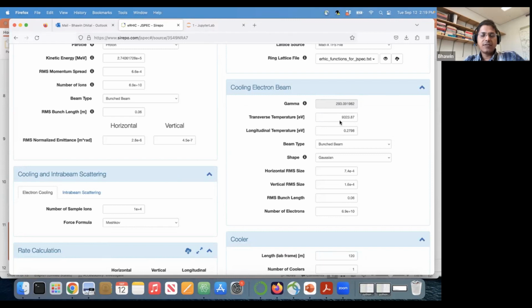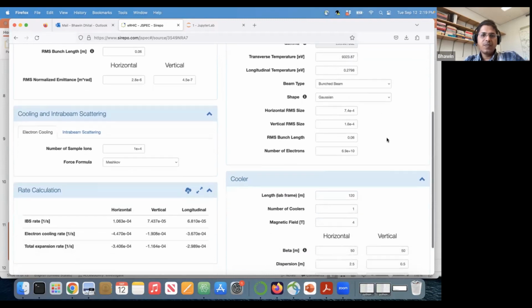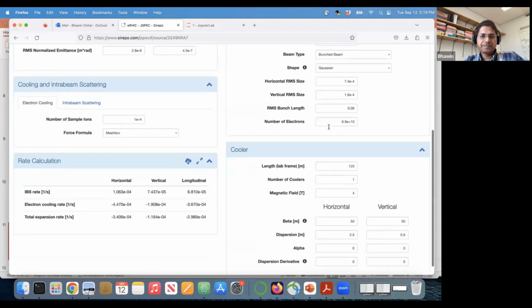These are calculated from this dual energy electron cooler ring using the formula I presented before. Bunch beam is the beam type. We use a Gaussian shape beam. We calculate the RMS size just using the formulas. Beam size simply equals the square root of emittance times beta x plus dispersion times delta p over p squared. And the vertical beam size uses the same formula.